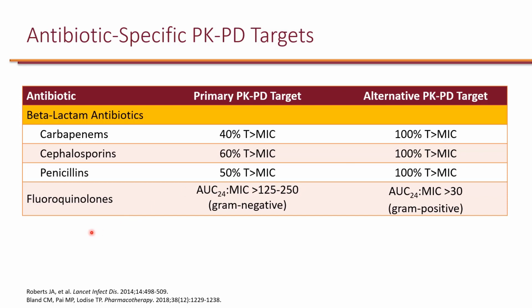For fluoroquinolones, you can see that the PK/PD target is AUC to MIC. The majority of the data is with gram negative, so it's proposed that an AUC to MIC ratio of more than 125 to 250 is required for gram negative activity. For gram positive, a lower target of at least 30 is proposed.